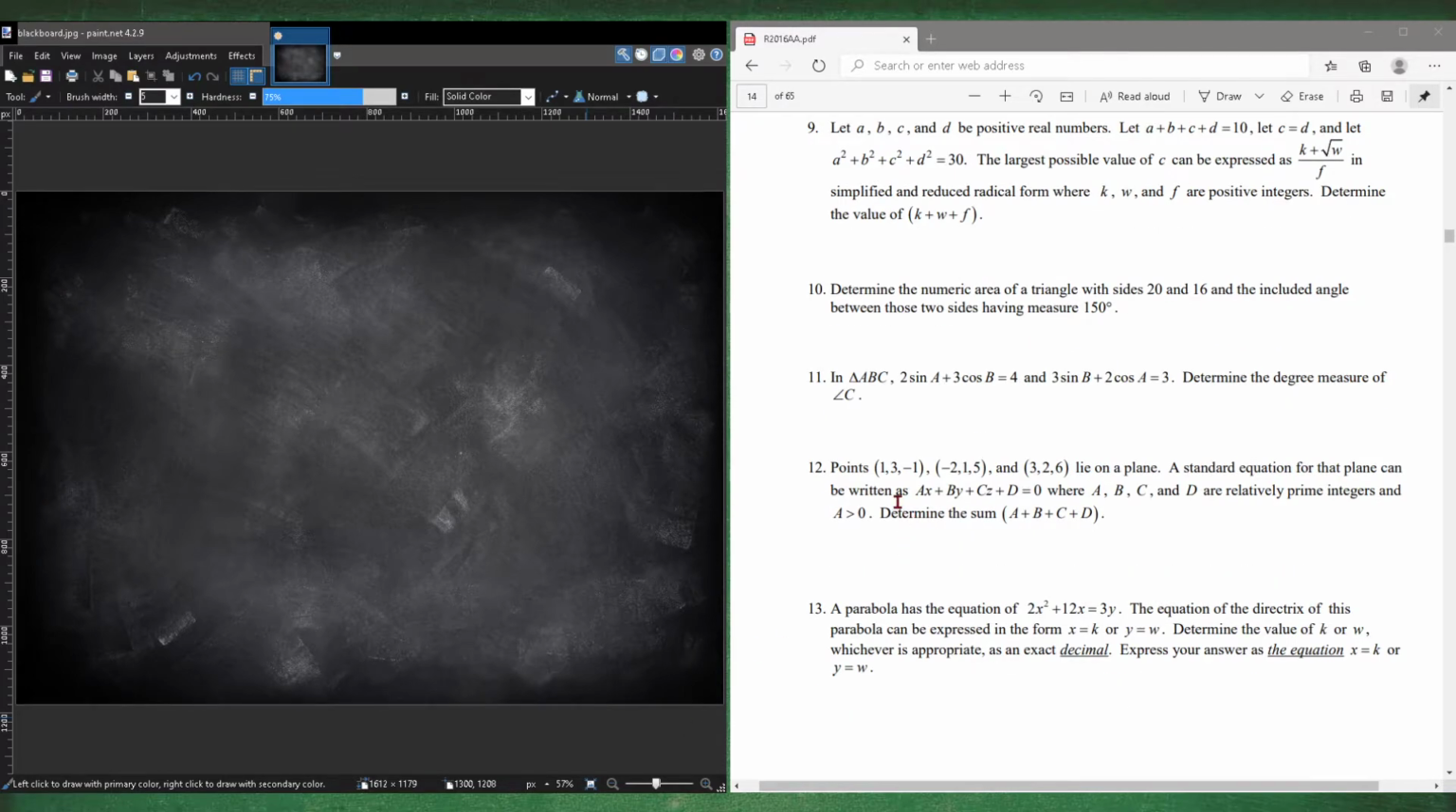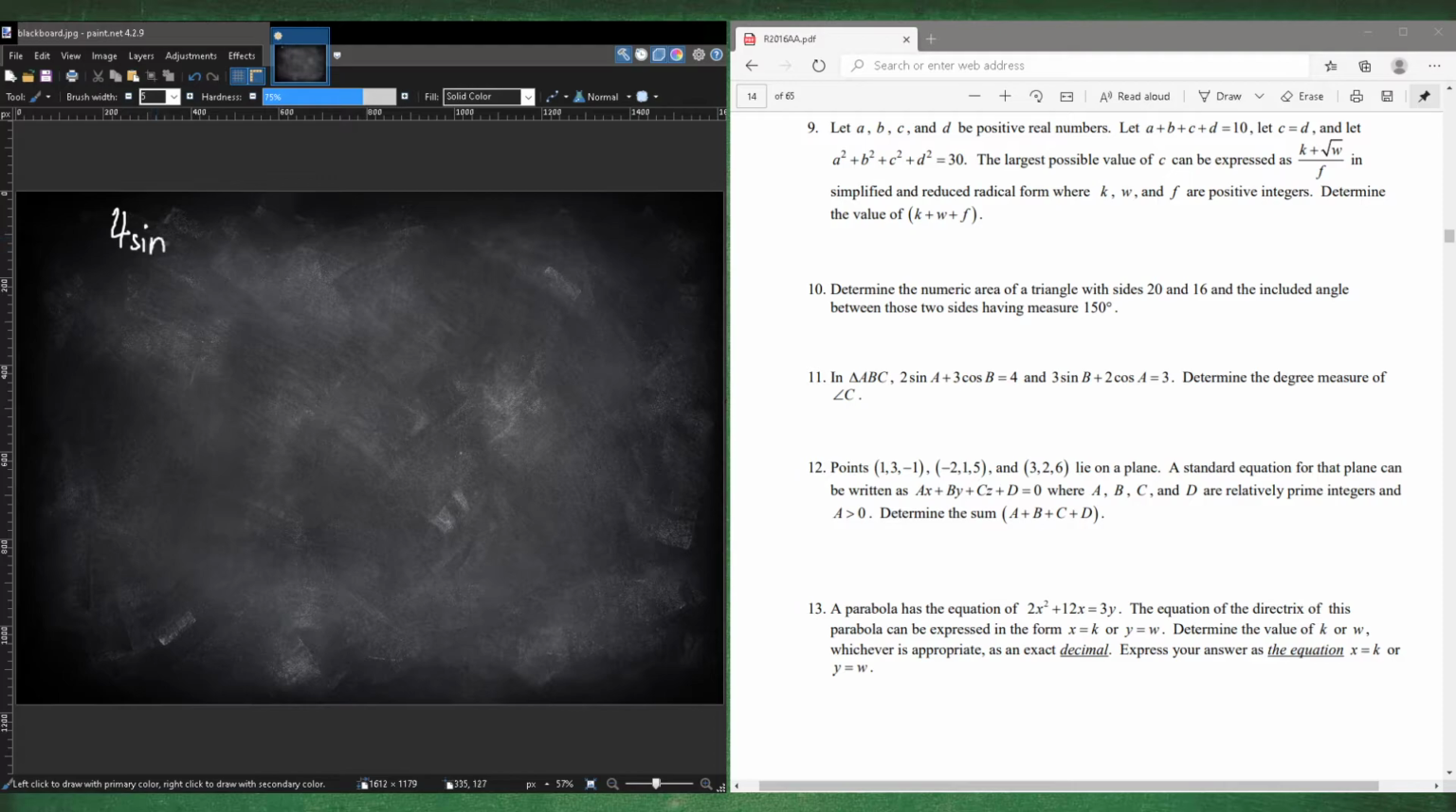Okay, now number 11. In triangle ABC, 2 sine of A plus 3 cosine of B is equal to 4, and 3 sine of B plus 2 cosine of A is equal to 3. Determine the degree measure of angle C. So I noticed that we have a sine of A and a cosine of A, and a sine of B and a cosine of B. So for us to combine them, we need to use the square version, because sine squared plus cosine squared of an angle is equal to 1. So I'm just going to square the first equation, and I'm going to square the second equation.